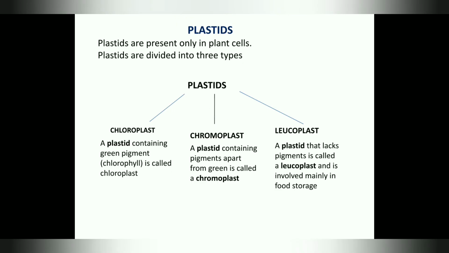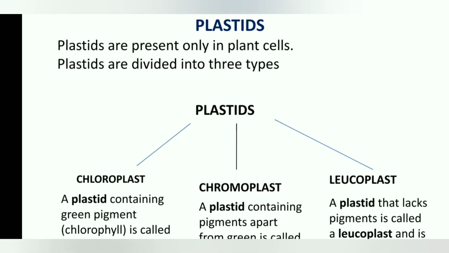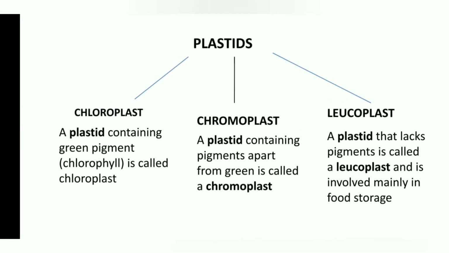Now next, one more organelle, which is present only in plants: plastids. In the starting I said that some organelles are present in plants and some organelles are present in animals. So plastids are present only in plant cells. Plastids are divided into three types, that is chloroplast, chromoplast and leucoplast.